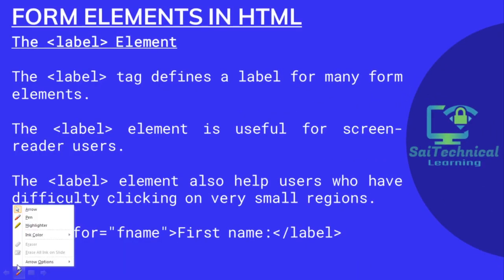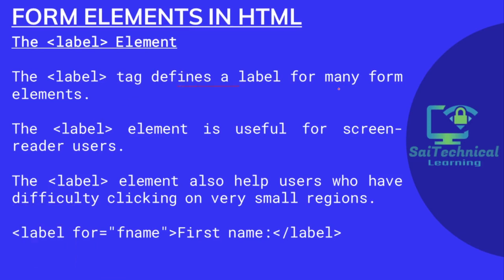Next one is the label element. The label tag defines a label for many form elements. The label element is useful for screen reader users. The label element also helps users who have difficulty clicking on very small regions. For example, you can use the label tag with for equals to fname, which specifies the input you are going to use that label for, followed by the name of the label, that is first name, and at last we close the label.